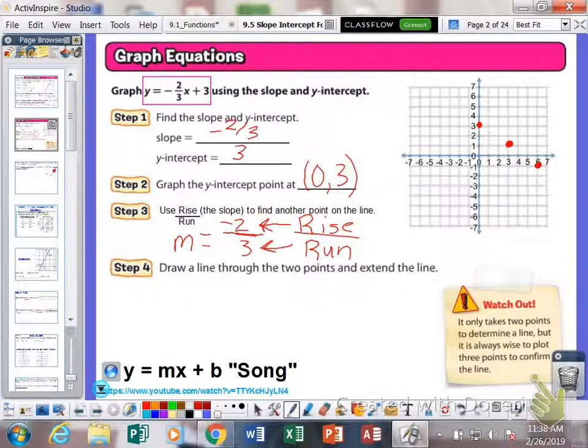Now we want to connect these points. When you're drawing these lines on your graph, you want to use a straight edge. I'm just going to connect them freehand here, but you guys definitely do want to use a straight edge when you are connecting your points on your graph. Okay, so our graph would look something like that. If you're using a straight edge, it would be much more accurate. Okay, so we just did our fourth step. We drew a line through the 2 points, and we extended the line with our arrows.